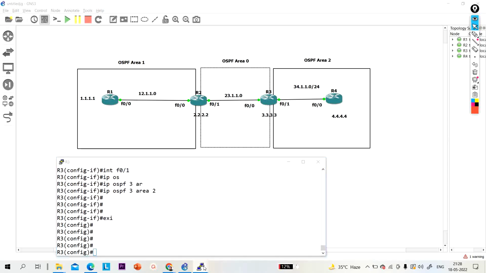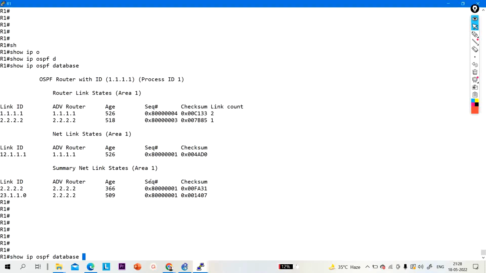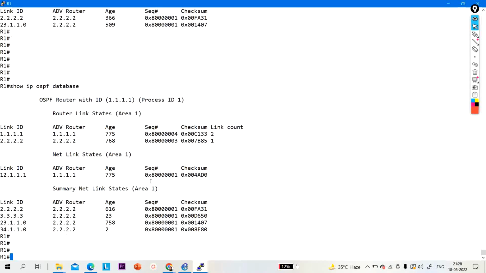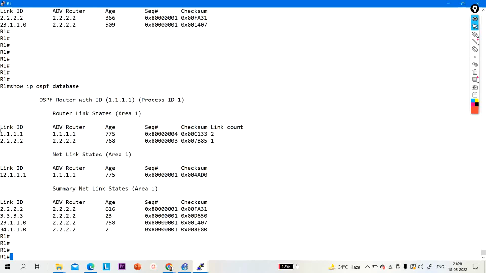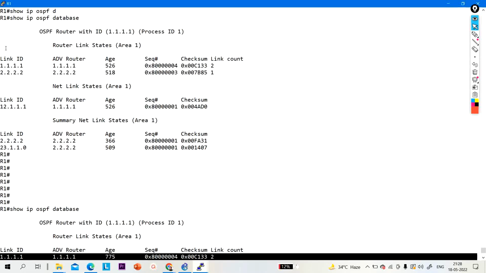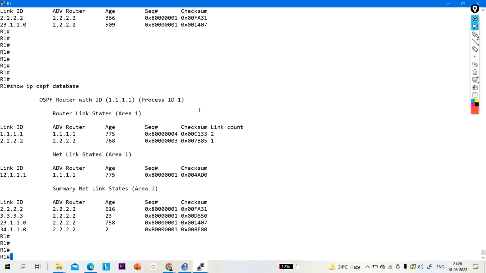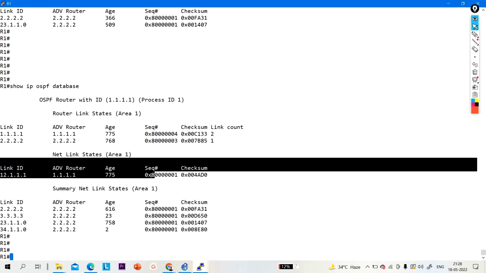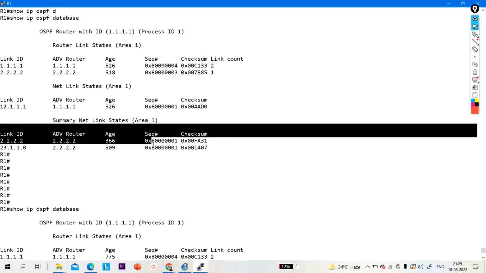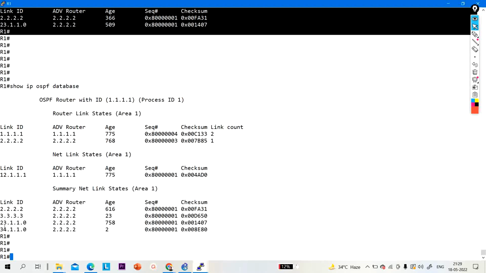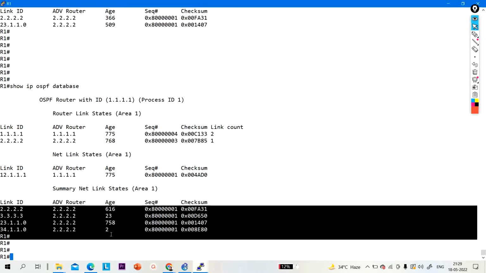Now let me show you the database of R1 again. So show IP OSPF database. See the difference. Are you able to see the difference? Guys, the difference is only in summary LSA, right? In LSA 1, you can see there is no change. Am I right? In LSA 2 as well, in network LSA, there is no change. But in summary LSA, there were only 2 entries, and here you can see there are how many entries? 4 entries.